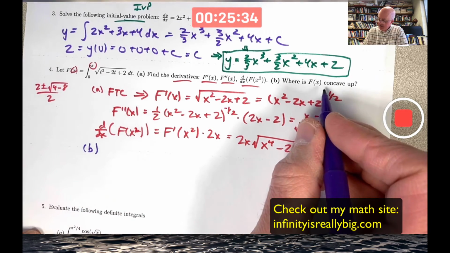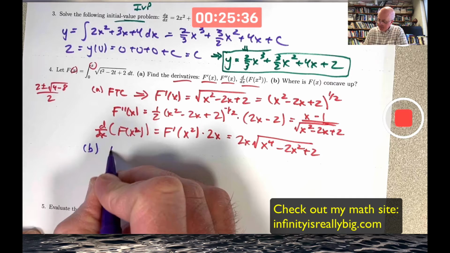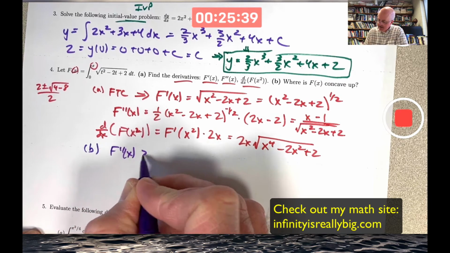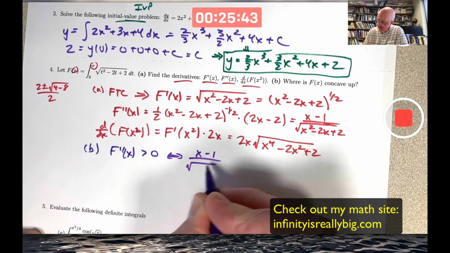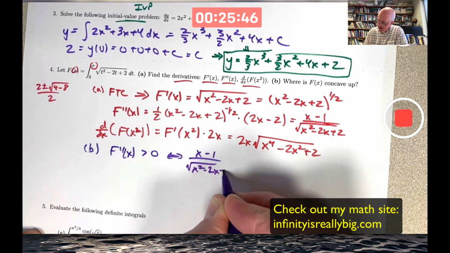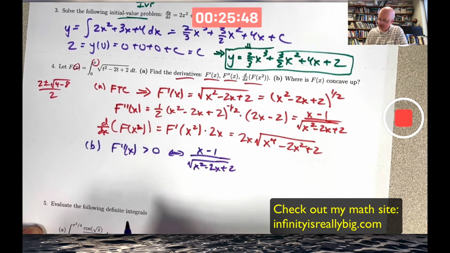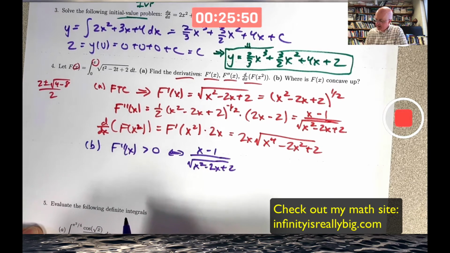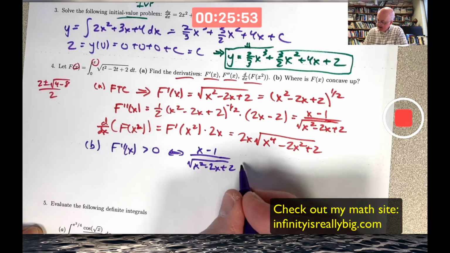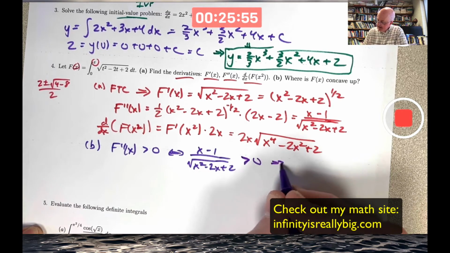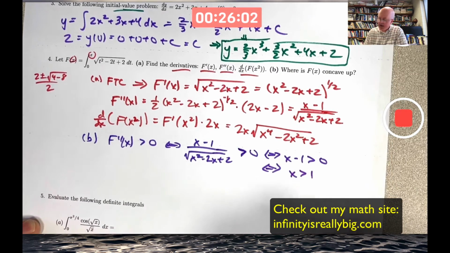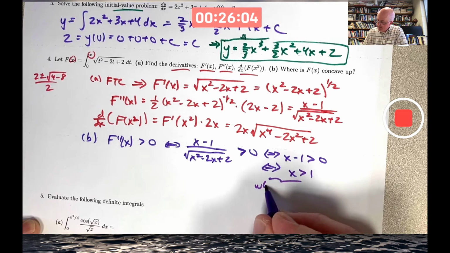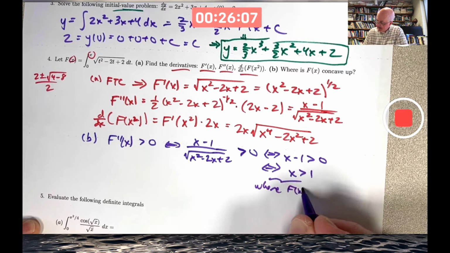Where is capital F of x concave up? It would be where capital F double prime of x is positive, which would be equivalent to this fraction being positive. And just like I mentioned at the beginning of this problem, the thing under the square root is never negative here when x is a real number. So the sign of this thing is completely determined by the sign of the numerator. So the answer here is f double prime is positive when x is bigger than 1, and that is where f of x itself is concave up.